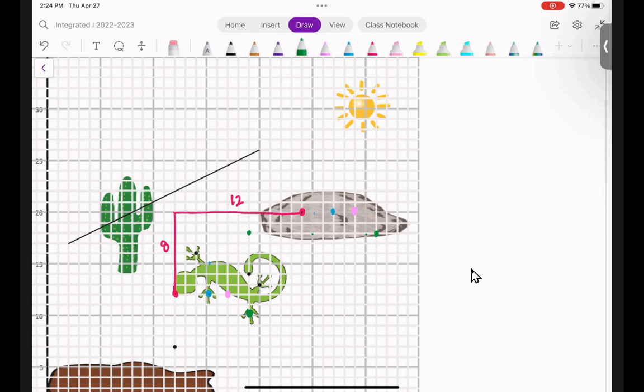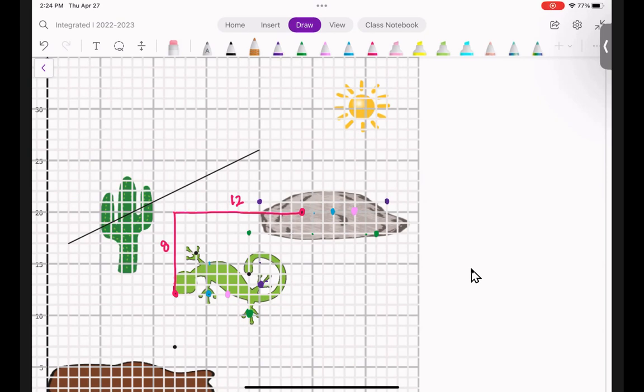The next point I'll use is this one right here, and it's his foot. So I'm going to go up 8. So here's 2, 5, 8. So here's where I am. And then I'm going to scoot over 12. So 5, 10, 11, 12. So that's his foot.